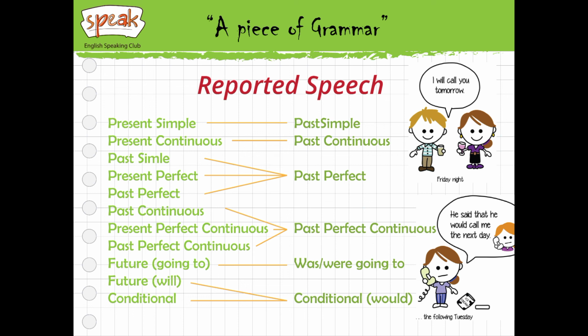If you get past simple, present perfect and past perfect, if you see these three tenses, meaning past simple and present perfect, meaning if has or have is coming, and past perfect, meaning had plus third form of the verb is coming, then you have to do one thing only, so that these three tenses will be changed into past perfect, meaning had plus third form of the verb.